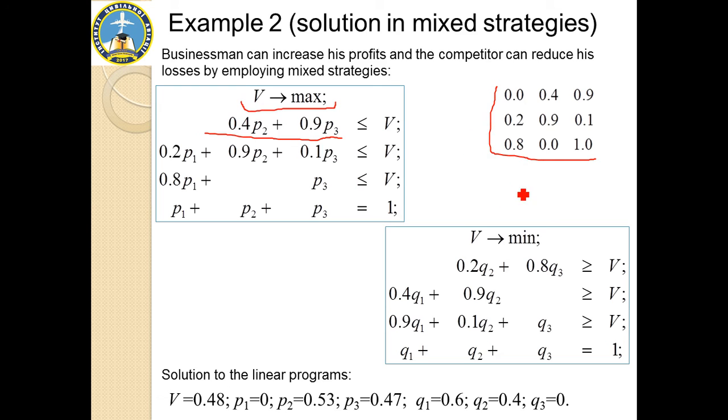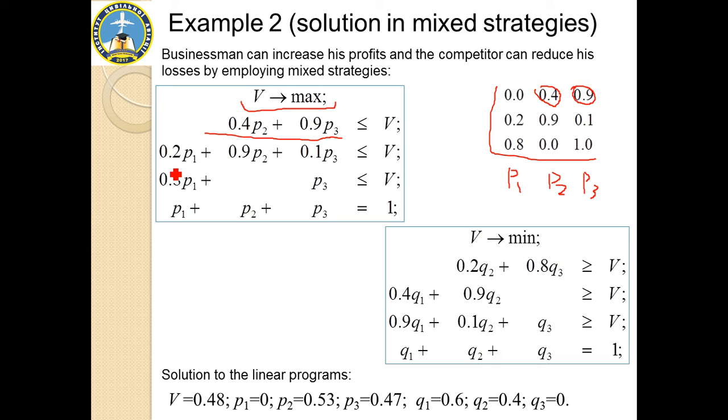So we introduce these shares P1, P2, P3, and set up the constraints. So we multiply and stick to the active strategies. So 0.4 times P2, 0.9 times P3, and this should be less or equal than the price of the game.